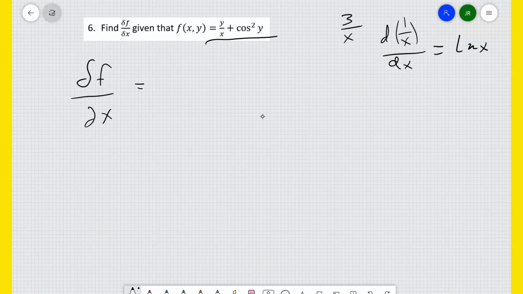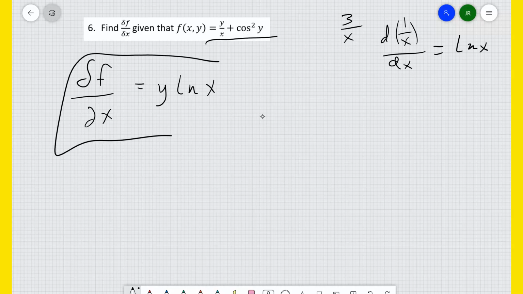So the derivative of 3 over x is 3 ln x. So the derivative of y over x with respect to x is y ln x. The derivative of cosine squared of y with respect to x, that's just a constant. So the derivative of a constant with respect to x is just 0. So this is the only answer.